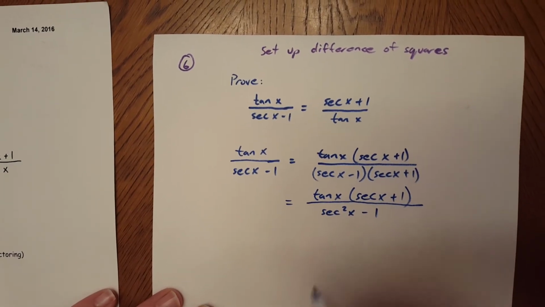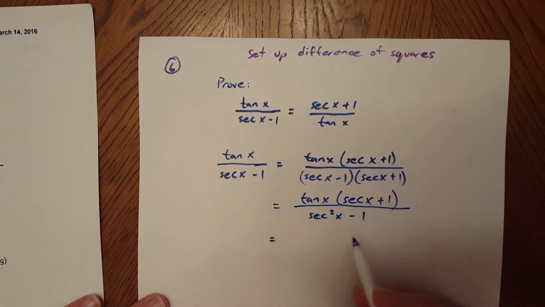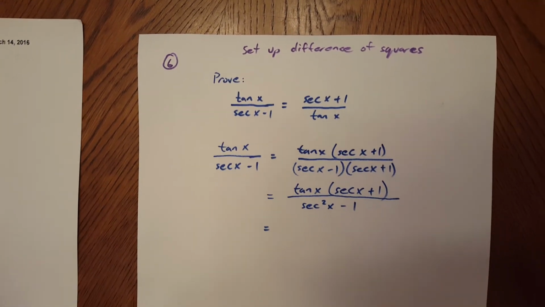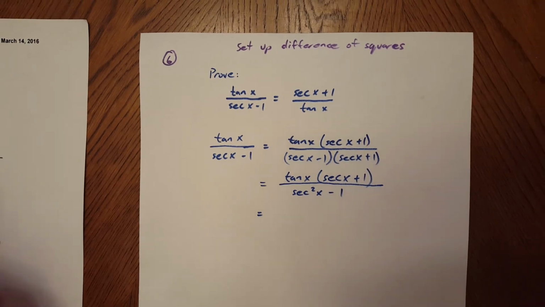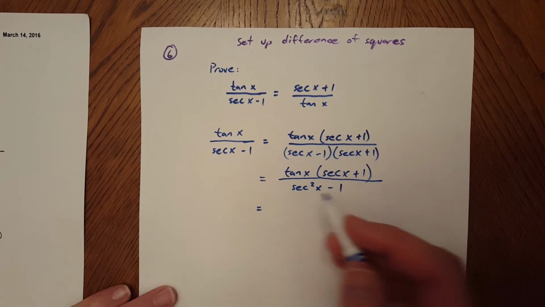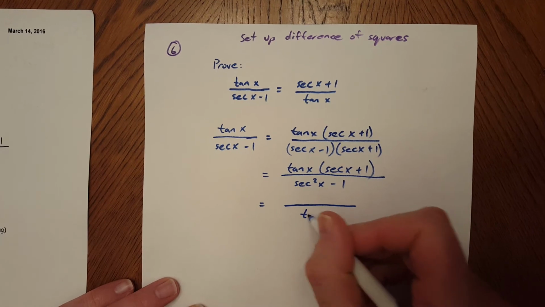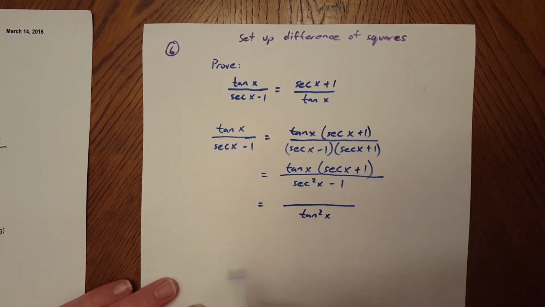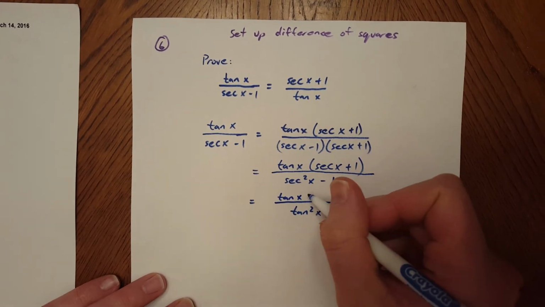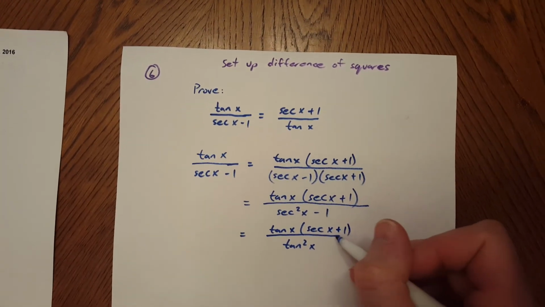So we've got this, and now I'd like to change the denominator. Notice it's secant squared x minus 1. This is going to be using one of the difference of squares patterns. Excuse me, this is going to be one of the Pythagorean patterns. And this can be replaced by tangent squared. Make sure to check that on your properties sheet. And we're going to have tangent x up here, secant plus 1 staying up there.